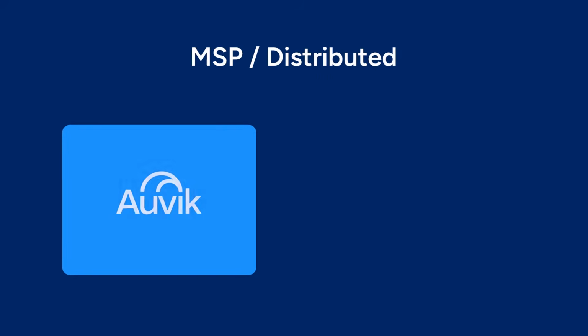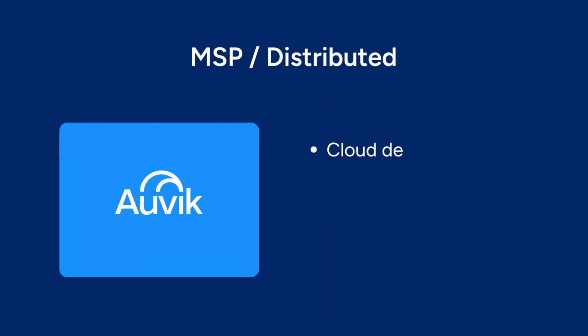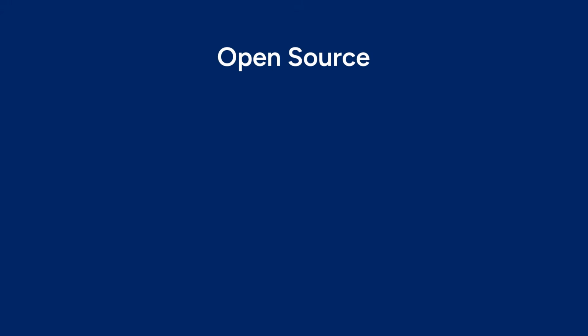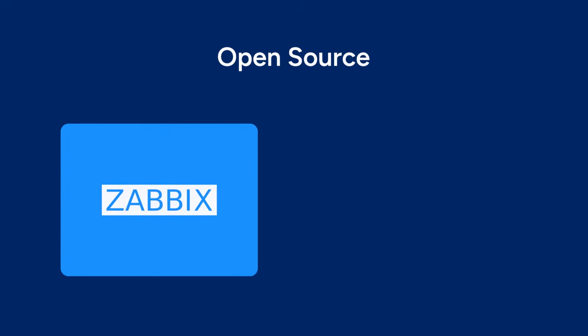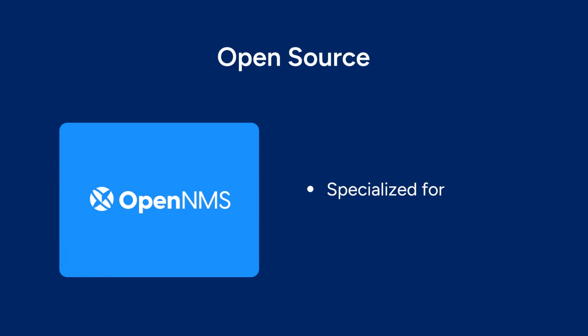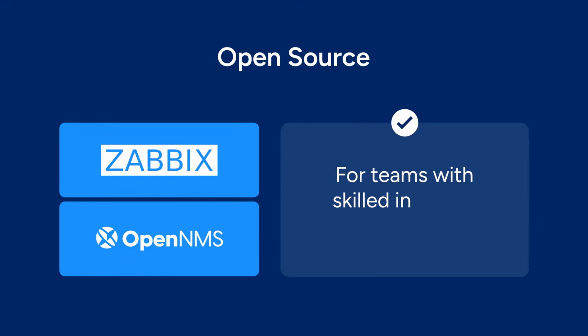Auvik is built for MSPs and distributed enterprises. Cloud delivery, real-time mapping, and a multi-tenant model make it fast to deploy across many sites or customers, though it's less specialized for deep traffic and routing investigations. Zabbix and OpenNMS lead the open source category. Zabbix is broad and flexible for general infrastructure monitoring with strong templating. OpenNMS is more specialized for large or distributed networks and pairs fault, performance, and traffic monitoring at enterprise scale. Both deliver real value, but both require skilled in-house ownership.